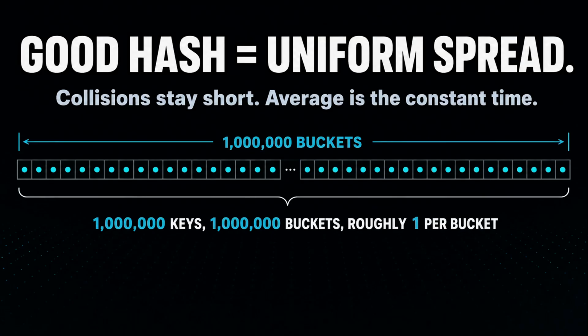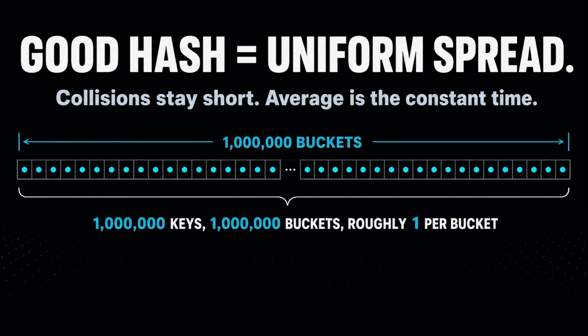So why does the worst case never happen? Because real hash functions distribute keys uniformly across the bucket range. 1,000,000 keys hashed by a good function land in roughly equal numbers across 1,000,000 buckets. Collisions happen, but they stay short, usually 1 or 2 entries deep. The constant time you see in practice is the average, and the average is what dominates.